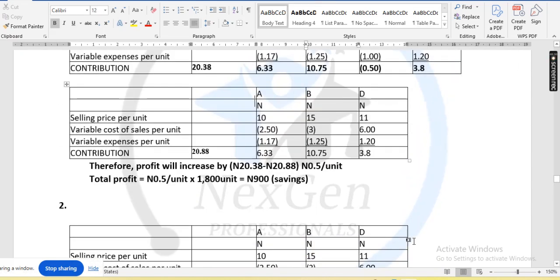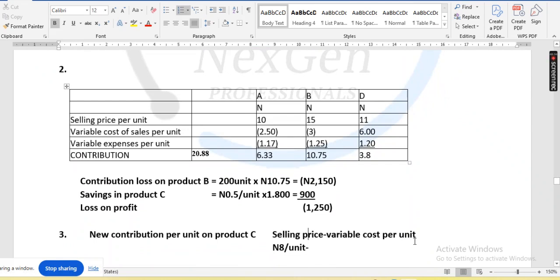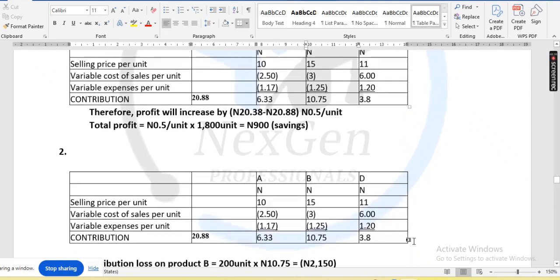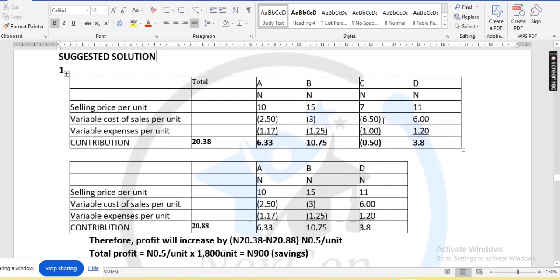What is the total variable cost per unit? 6.50 naira. Okay, thank you. For which product? For product C. Okay, I'm coming. So can you see it? Your total variable cost per unit is 6.50 plus 1 naira.